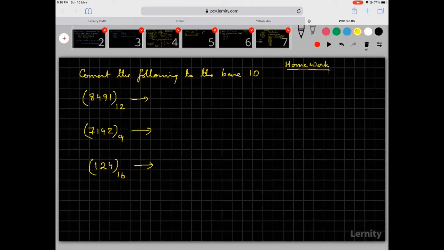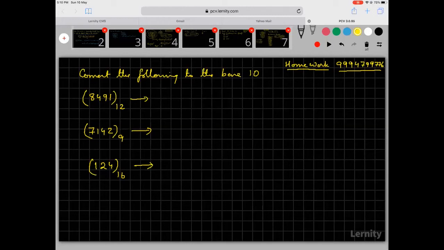So the way you do it is on your notebook. Please write it. Write your name. Work this out and then take a photo and send it to me at this number. Okay. So 8491 to the base 12, 7142 to the base 9, 124 to the base 16.